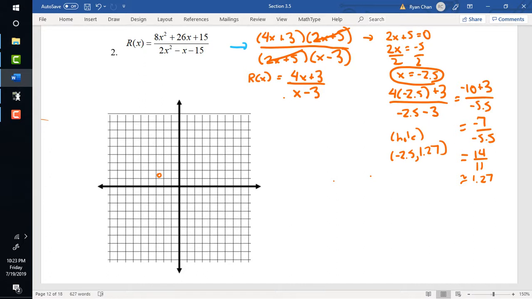Next thing I realized is I have a vertical asymptote, so whatever is left over, I'm going to set x minus 3 equals 0. So I have x is equal to 3. That is a vertical asymptote.